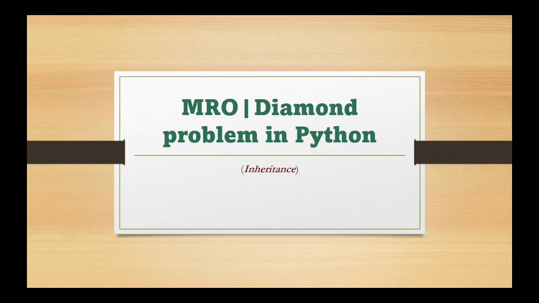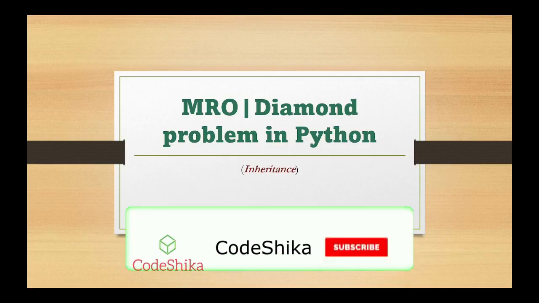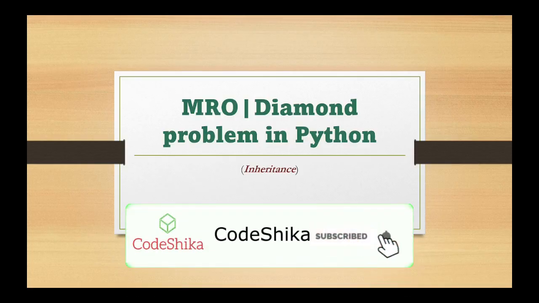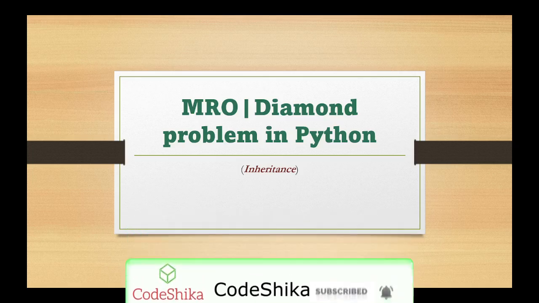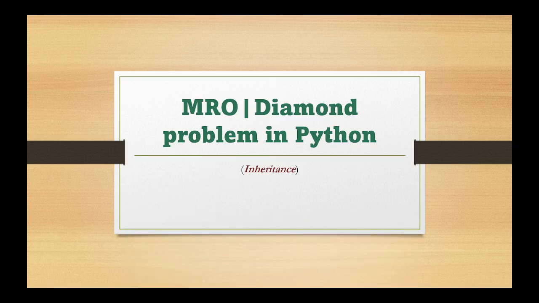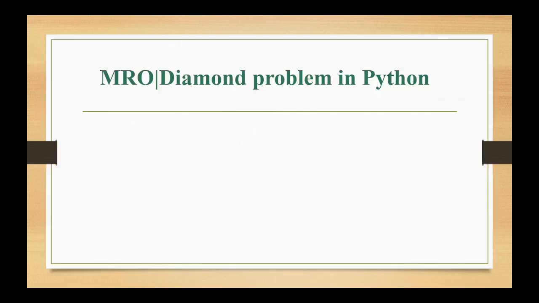So today in this tutorial you will learn what MRO is. MRO is used for the diamond problem in Python. It actually resolves the diamond problem in Python, and this is a problem in multiple inheritance, a specific type of inheritance. So we will start into that.